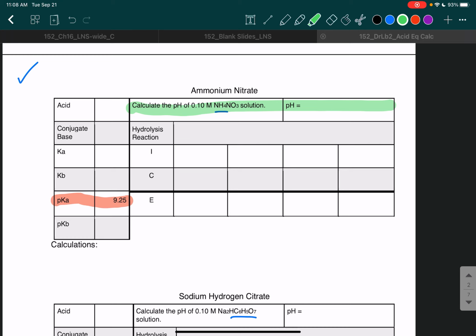Now, notice the salt formula that we're looking at there. Ammonium nitrate. Right, we need to be able to recognize that it's the ammonium ion there that's going to be acidic. The nitrate is a conjugate base of a strong acid. Therefore, it does not affect the pH. It's almost like a little mantra for chapter 16. So that nitrate does not affect the pH. So when you're talking about hydrolysis reaction, it's this.